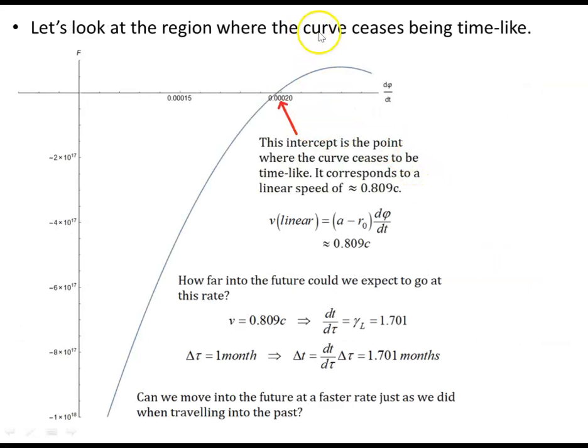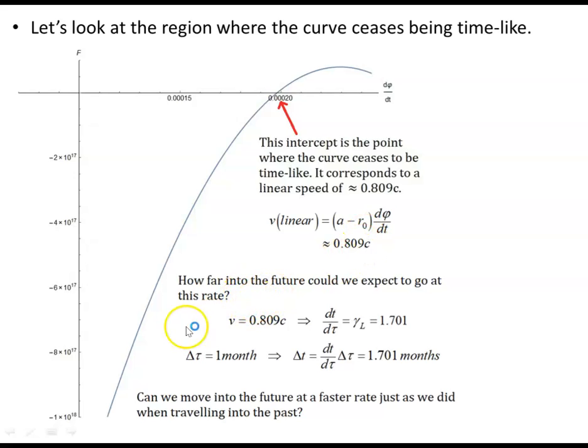So let's look at the region where the curve ceases being time-like. Remember that intercept there? This intercept is the point where the curve ceases to be time-like. It corresponds to a linear speed of approximately 0.801, about 0.81 c. Okay, that's the linear speed at this point. Working that out gives you that.